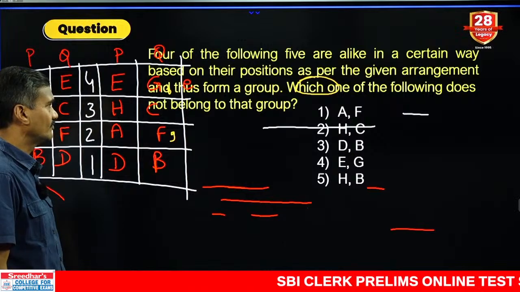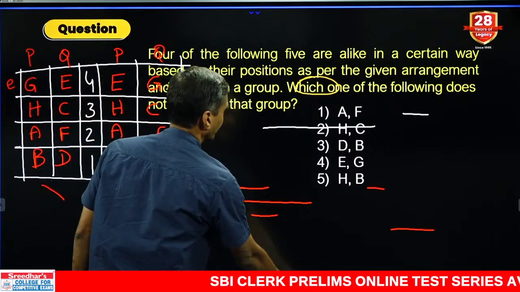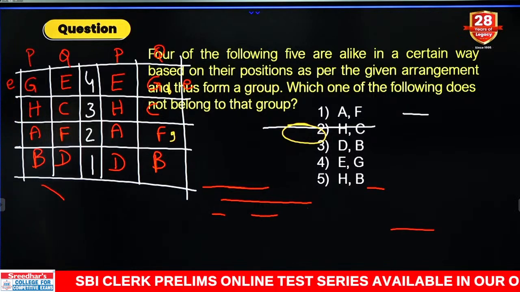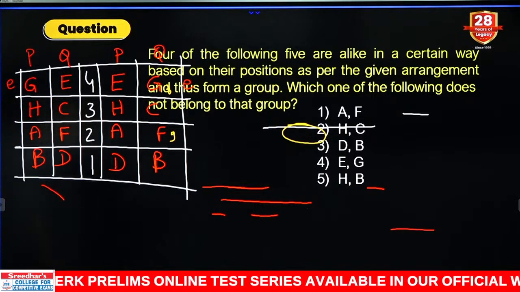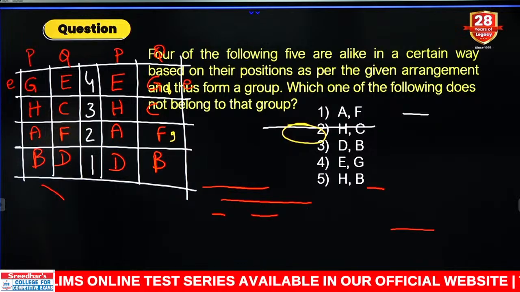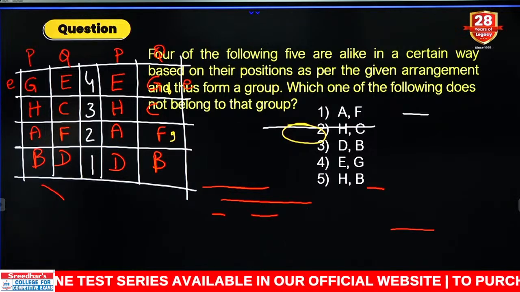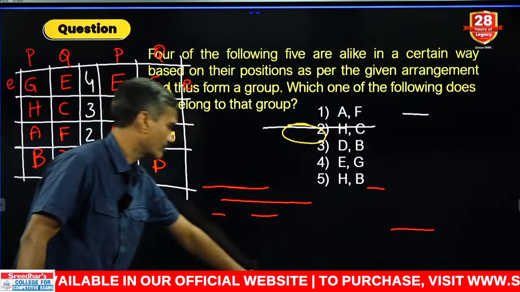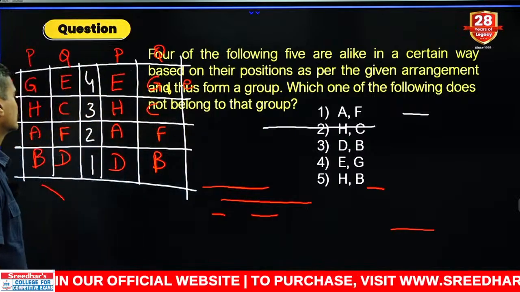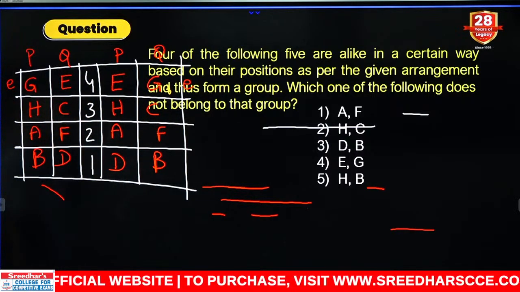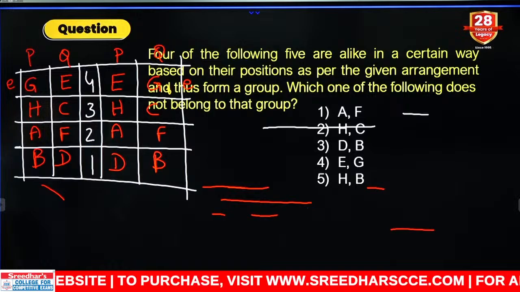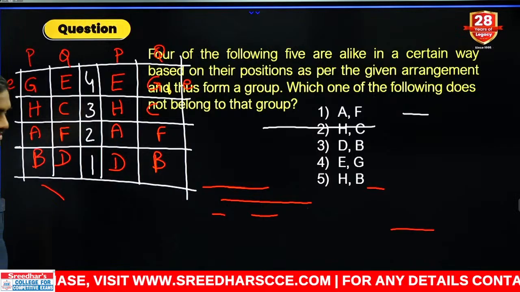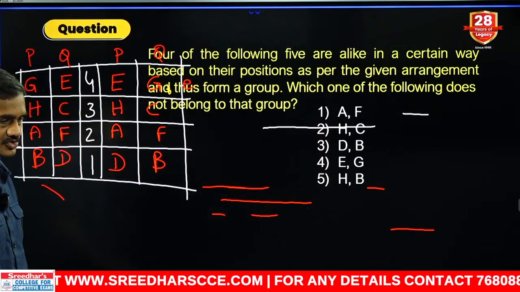The next one, question number 4. Four out of the following five are alike in a certain way and hence form a group, and find the one which does not belong to that group. Which one does it come under? Odd one out. Find out your answer in this one, odd one out. Question number 4, choice 5 is the answer.